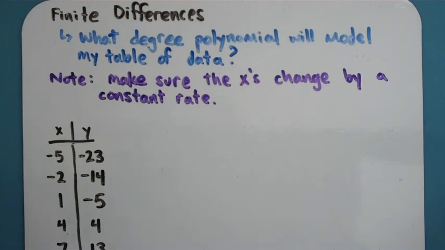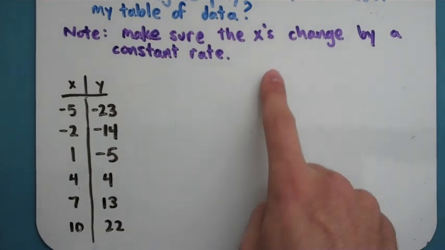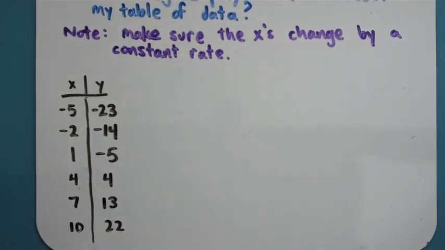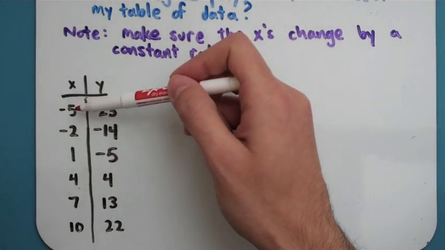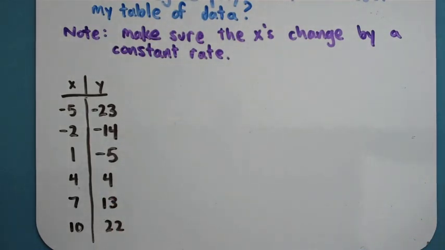This is a process called finite differences, and it's kind of tough to put in words in terms of a set of steps, so I'm just going to show you by example. We have a table of numbers right here, and this purple note is important because it tells us whether or not we can even use this process. In order to do finite differences, your x's need to change by a constant rate. That basically means your x's need to be going up by the same number each time, or I suppose down by the same number each time.